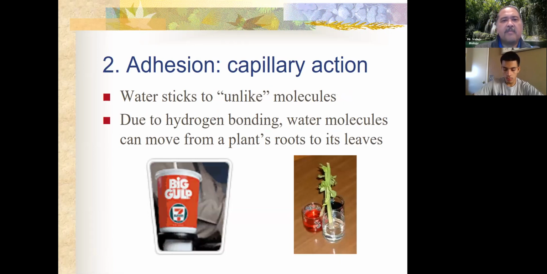All right. Another property is adhesion. Now, adhesion is when water sticks to things that aren't water. Water sticks to unlike molecules. Okay. So due to hydrogen bonding, water molecules can move from a plant's roots to its leaves. In fact, without adhesion, which leads to capillary action, the water wouldn't move up the plant.